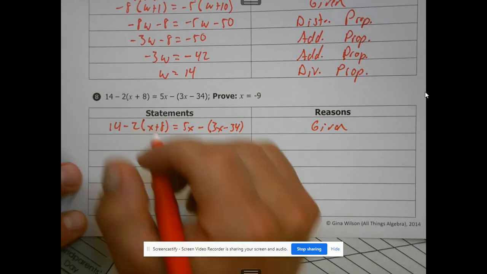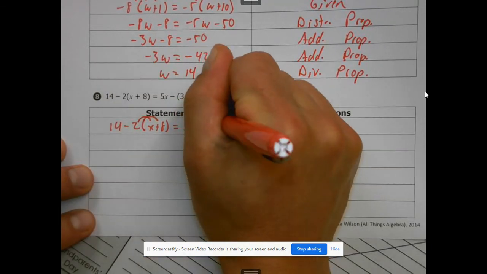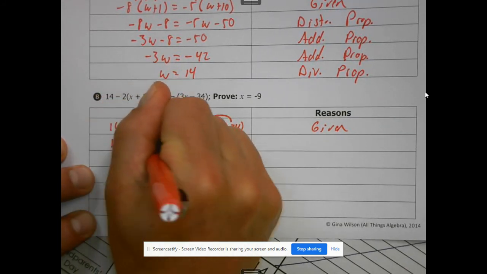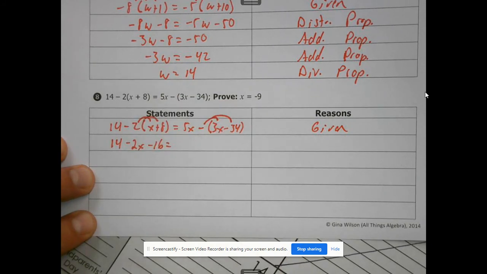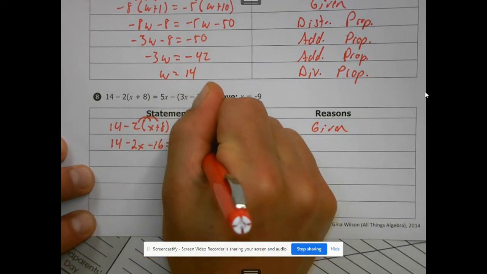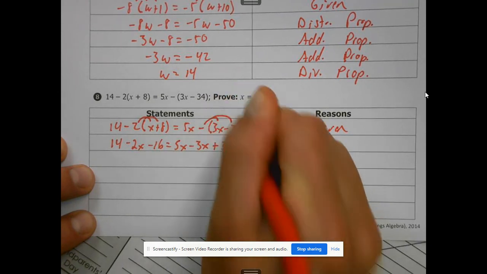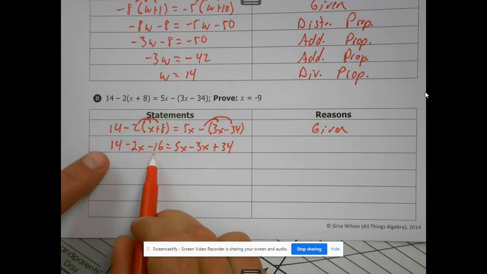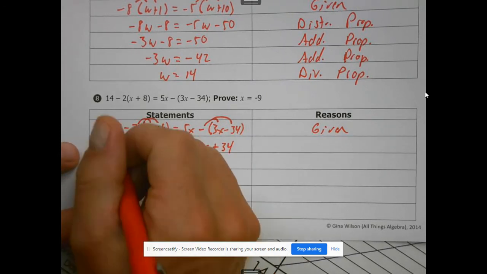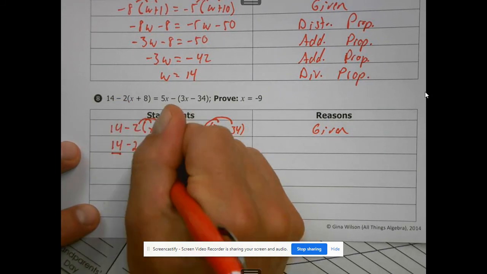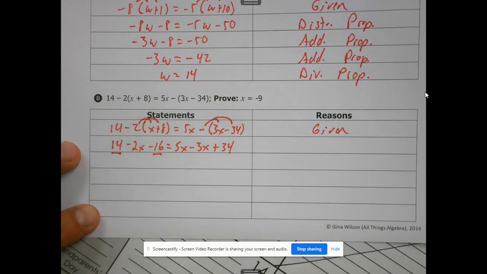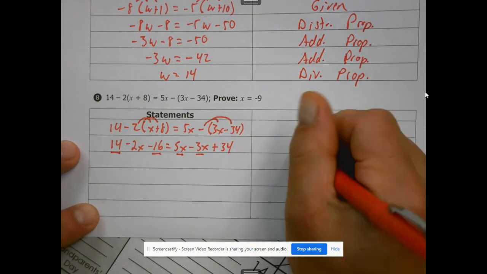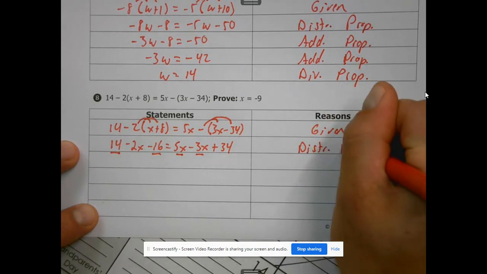First up, I'm going to distribute on both sides. So left side, I'll have 14 minus 2x minus 16. Right side, 5x minus 3x plus 34. Now, I'm going to combine like terms on both sides of this equation here. On the left side, I'm going to take the 14, add that with the negative 16. Right side, I'm going to combine the 5x with the negative 3x. Okay? Forgot to write down my distributive property.